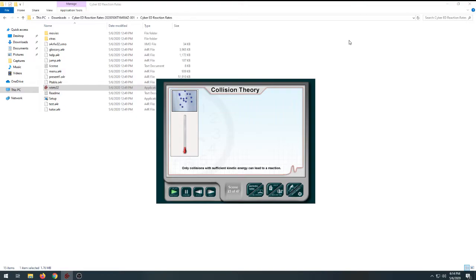In the last scene, you learned that only collisions of particles with sufficient kinetic energy have the ability to produce a reaction. Raising the temperature of a sample of gas increases the average kinetic energy of the molecules in the sample. This explains why reaction rates increase at higher temperatures. Not all of the molecules in a sample have the same kinetic energy. For a given sample of molecules, there is a distribution of kinetic energies, which means that only a fraction of the molecules will have sufficient kinetic energy to react.